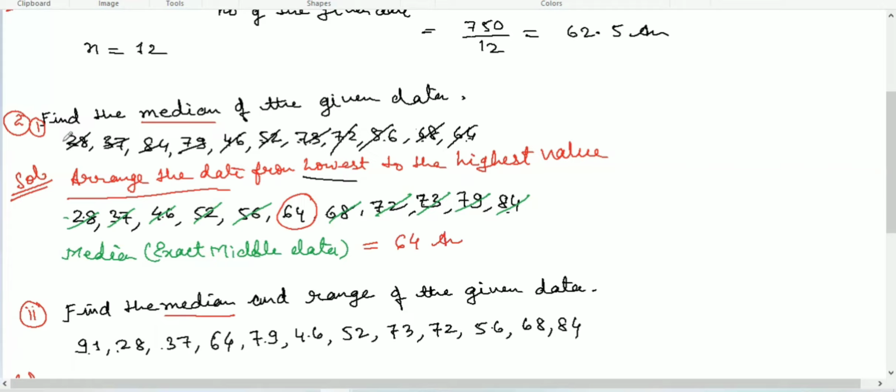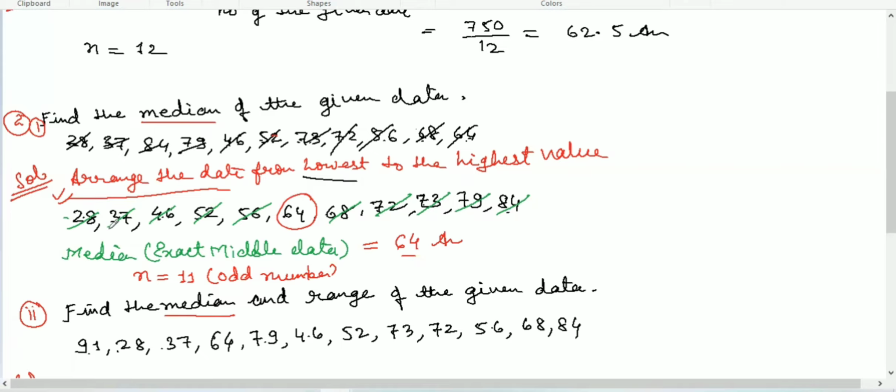If you look at this data as given, you can't find the exact middle data. So always arrange the data first, then find the median. The important thing here is n is equal to 11, and 11 is an odd number. So that's why we can easily find the median of the data.